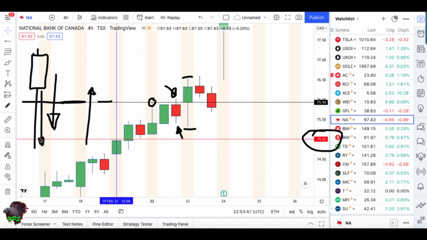There's no body, so basically there's no power to the sellers. And the body was created above this line, okay, with a huge wick. Wick usually means rejection. So take a look at this candle. Take a look at the power of this candle, okay?